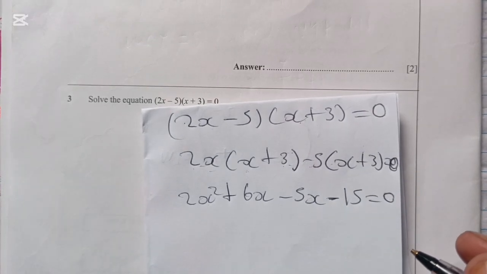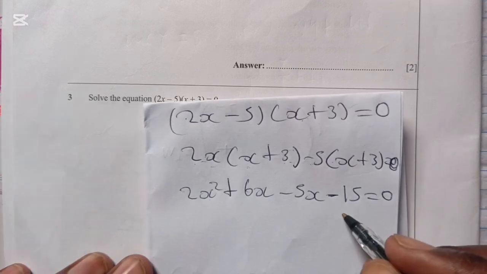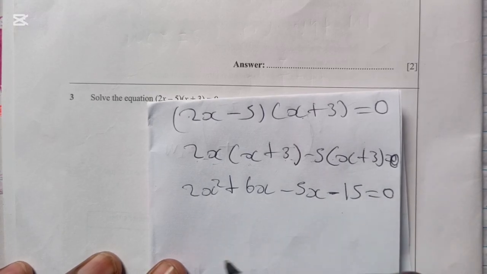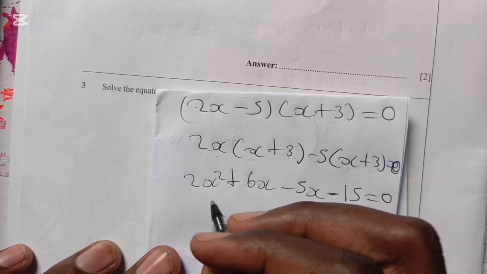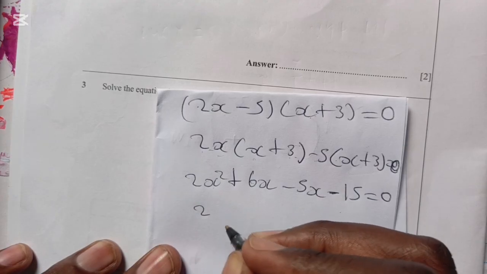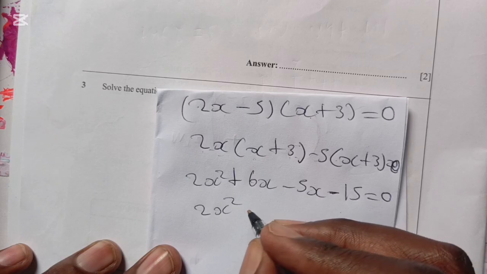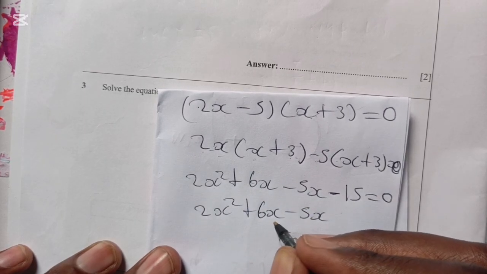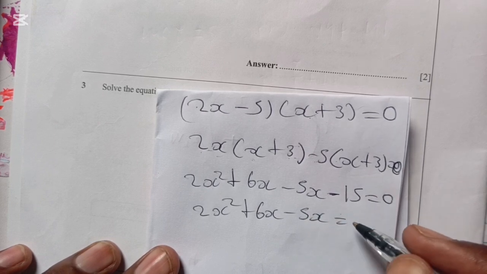Since we're solving for values here, this 15 will move to that side. We're still solving, so these are like terms. It will be 2x squared plus 6x minus 5x, that is positive x, is equal to what? This jumps to that side and becomes what?